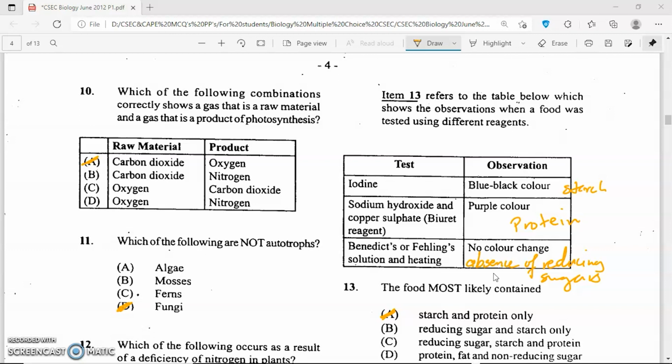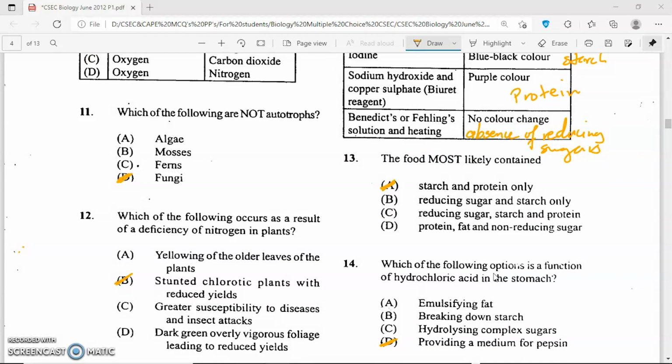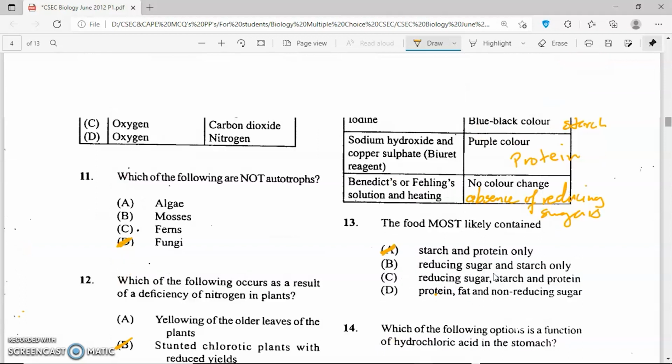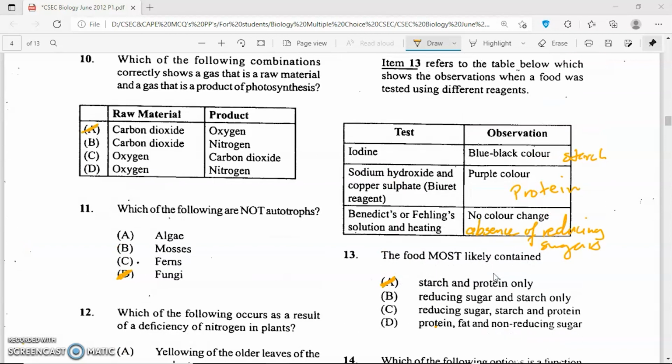If reducing sugars were present, you would get an orange or brick red precipitate. So the question says that the food most likely contains, it would have to be starch and protein only. Because the other options: it says B, reducing sugar and such only. There is no reducing sugar, so B and C are not part of the answer. And protein, fat, and non-reducing sugar, there is no statement of the test for fat up here. So the answer has to be A, starch and protein only.